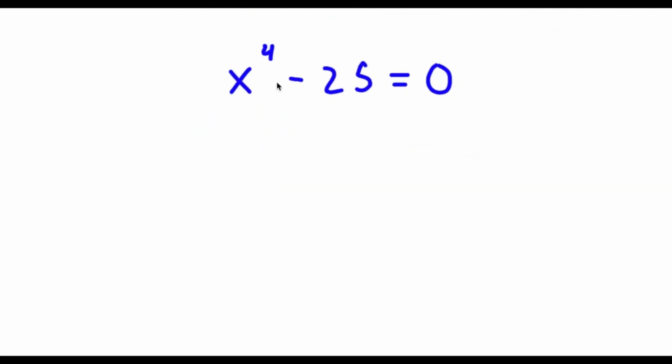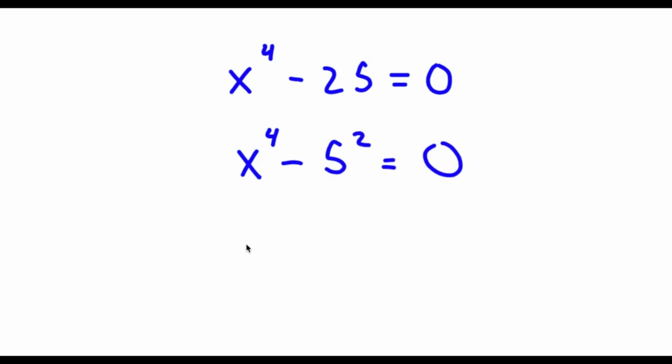Alright, so I have x to the power of 4 minus 25 is equal to 0. So to start, I'm going to rewrite 25 here as 5 to the power of 2. So now I have x to the power of 4 minus 5 to the power of 2 is equal to 0.